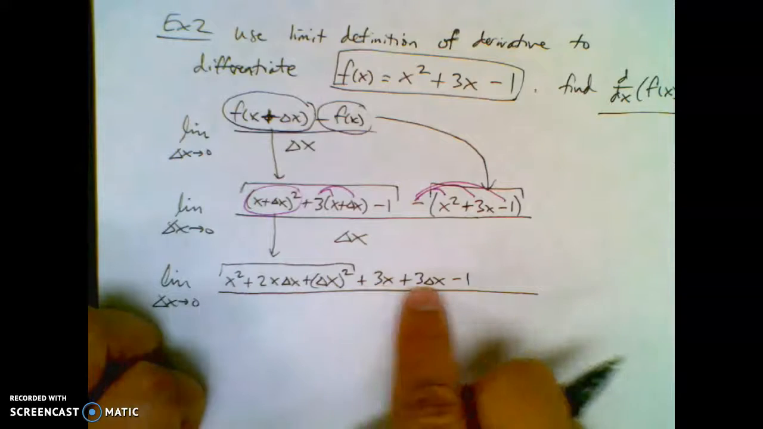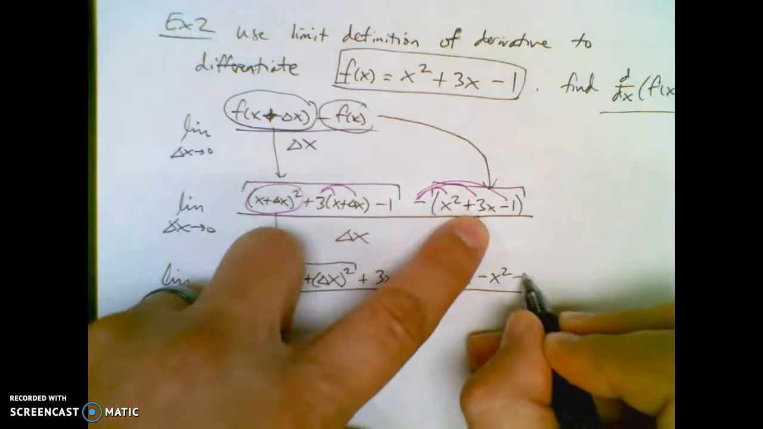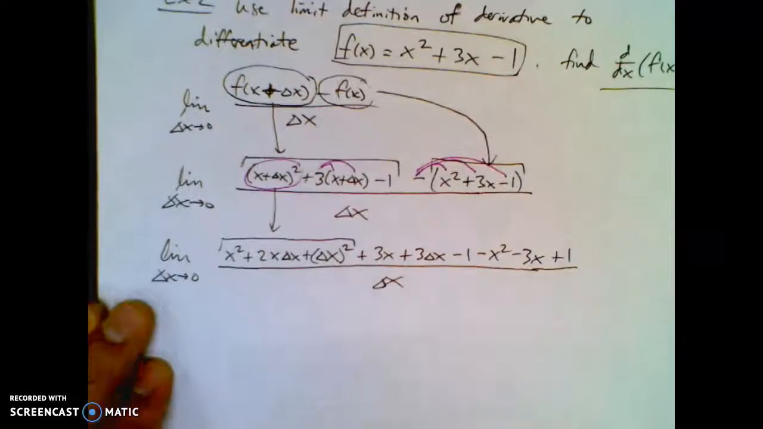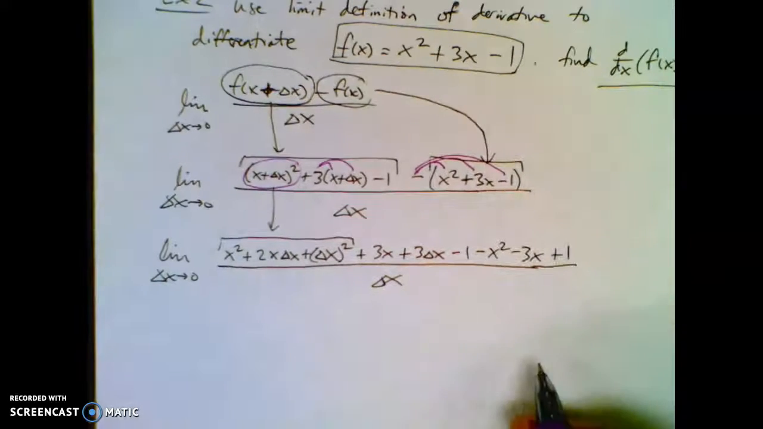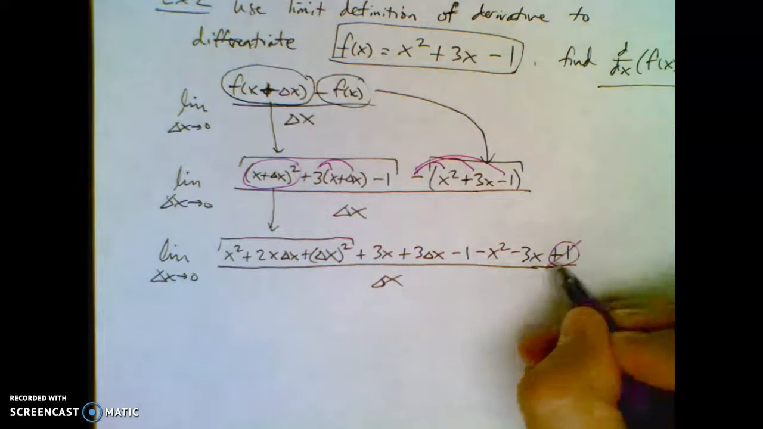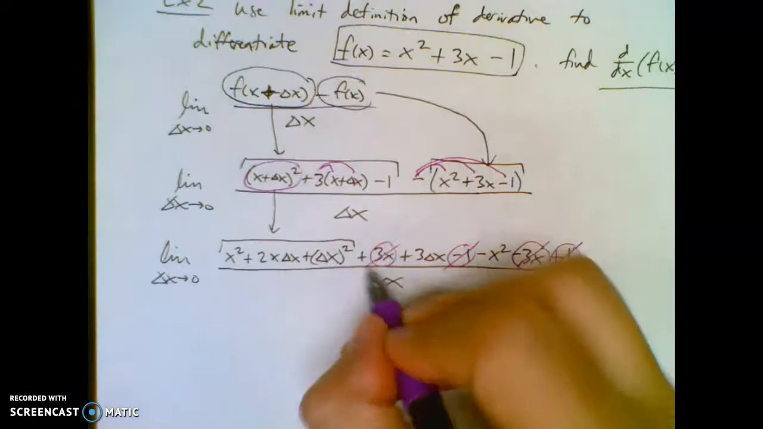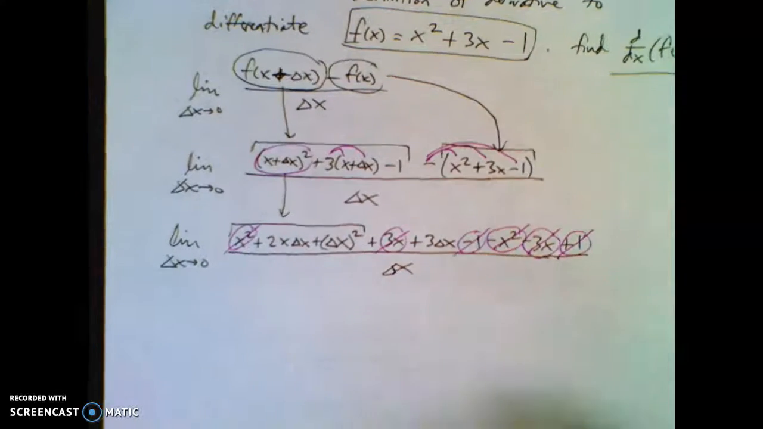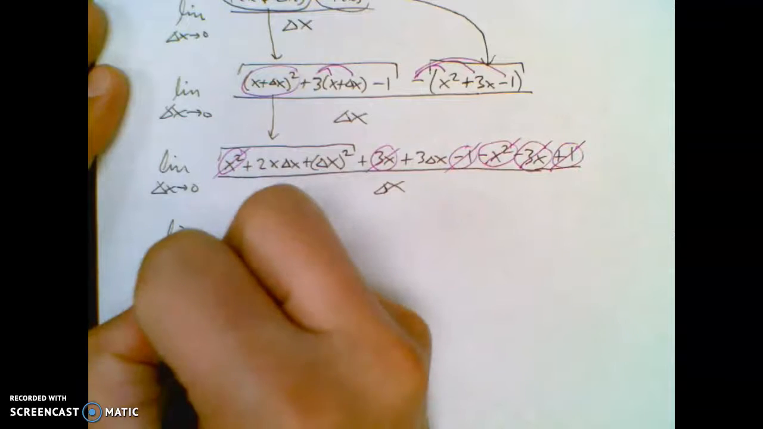I distributed the 3 to both those. I still have a minus 1 chilling out here. And then I'm going to go minus x squared, minus 3x, and plus 1, all over delta x. Now what's good is stuff starts to cancel. And you know how I told you, like, everything at the back should cancel. That means if I see a plus 1, it should cancel with a minus 1. If I see a negative 3x at the back, it should cancel with a positive 3x. And if I see a negative x squared, it should cancel with a positive x squared. If something didn't happen, then you FOILed wrong. You distributed wrong. Something bad happened with your math work. You made a rookie mistake.